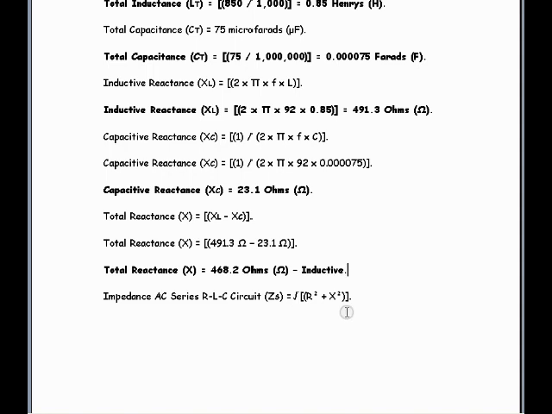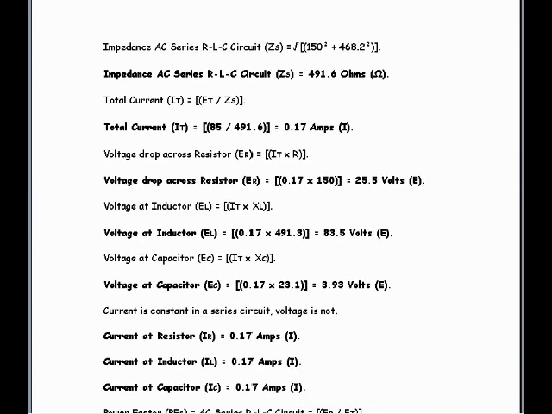That would be equal to this formula here: the square root of the resistance squared plus the total reactance squared. When we do so, we calculate an impedance for this AC RLC circuit of 491.6 ohms. The total current in the circuit would be equal to the total RMS effective voltage, E sub T, divided by the impedance of the given circuit. When we do so, we calculate 0.17 amps RMS effective current, AC.